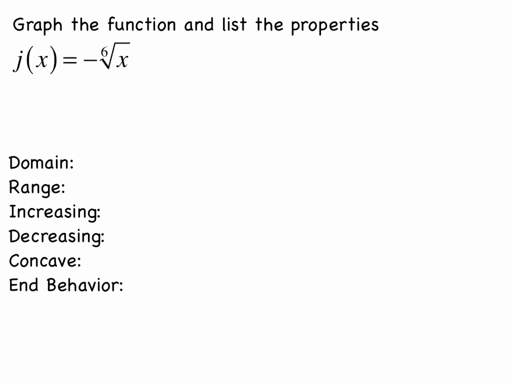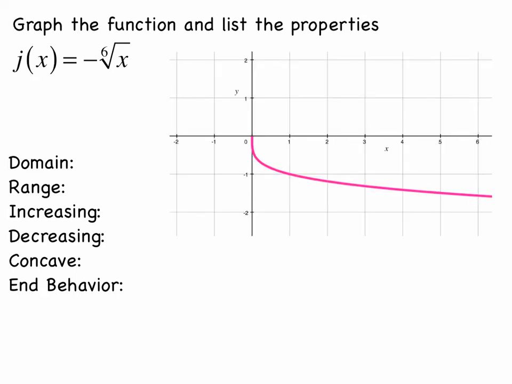Okay, the next graph is y equals negative the sixth root of x. Again, go ahead and pause the video now. Okay, this graph looks like this. It would be flipped across the x-axis. It's very similar to the graph of the square root of x.